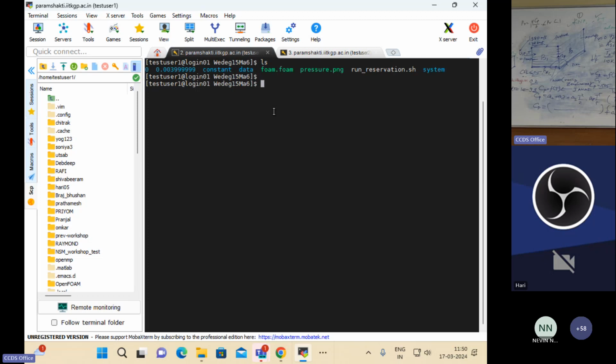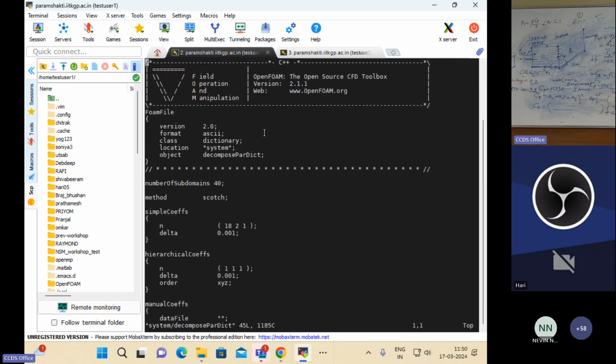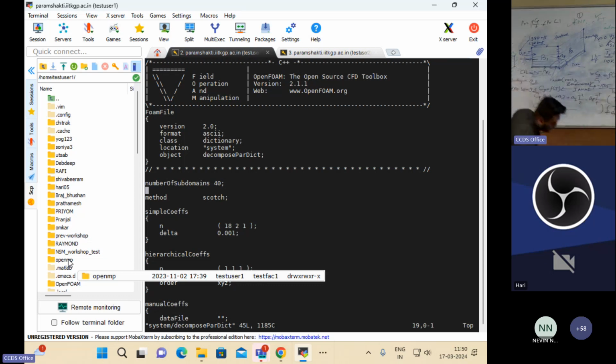One of the important things is I have supplied this case with the decomposed paradigm. What it will do is divide the domain into various subdomains. This is my computational domain. It will decompose the solution into various numbers of blocks, right? 40 of these blocks, and each processor will handle these blocks if you run it in parallel.